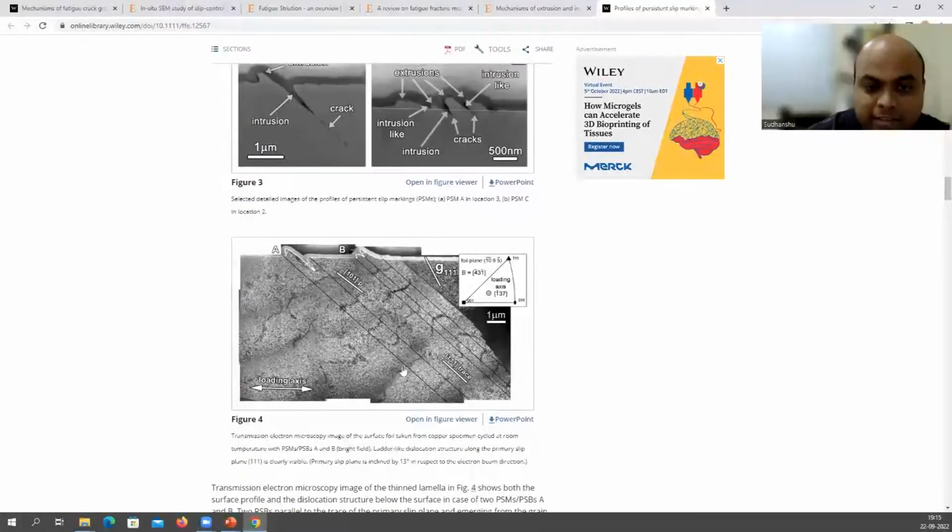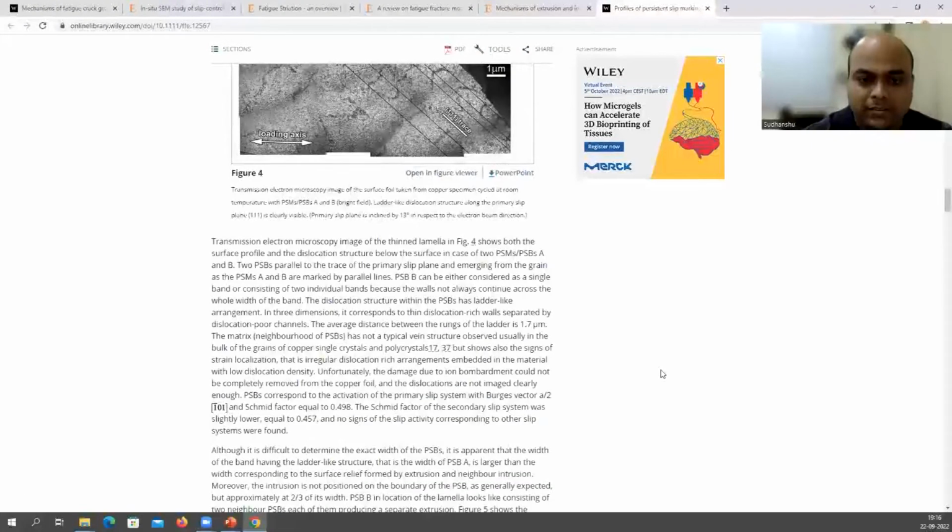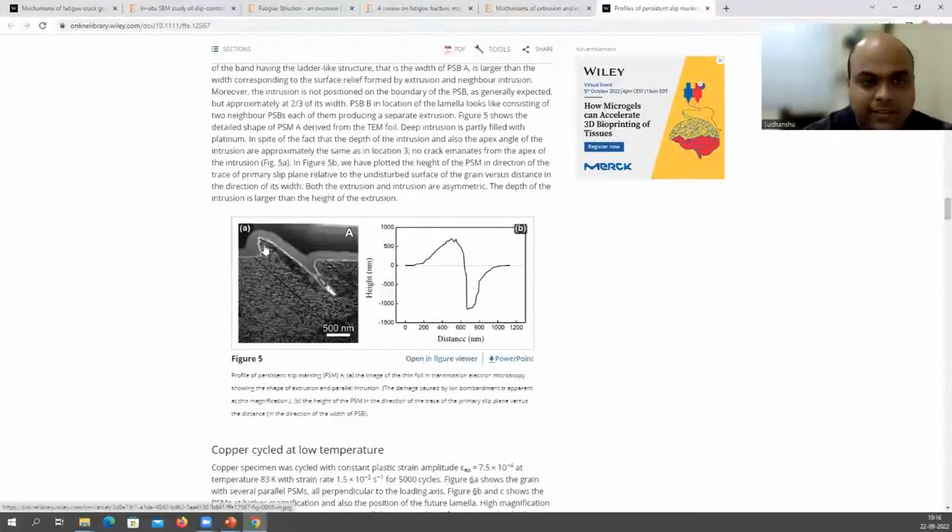Here you can see persistent slip bands. So these are your persistent slip bands. You can see these dislocations. And from there, you are seeing this region which is going out. The extruded one, this is extrusion, this is intrusion, right? This is extrusion here, again intrusion, then extrusion and intrusion. And you can see persistent slip bands here. Again here you can see extrusion and intrusion. There are lots of images available on the internet also.